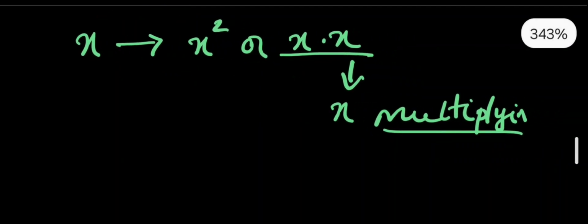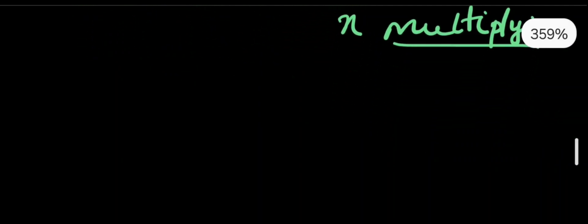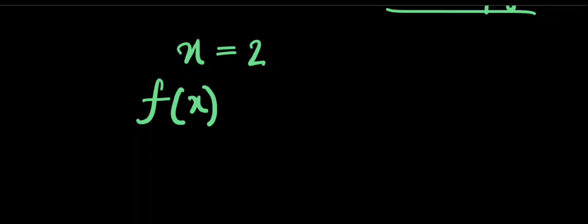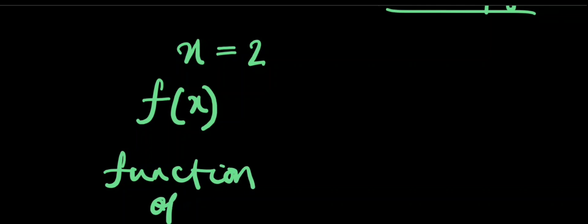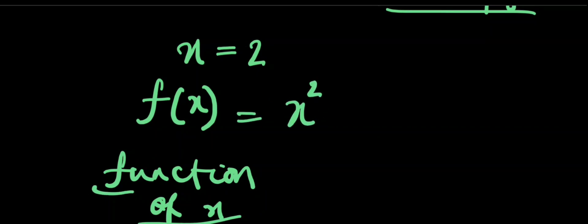How would we represent this change? We could say that if x equals 2, f of x, which is a function of x, alright, or in short, f of x is equal to x squared, which just equals 2 squared, which is 4.